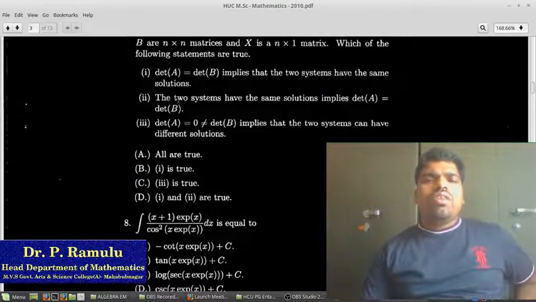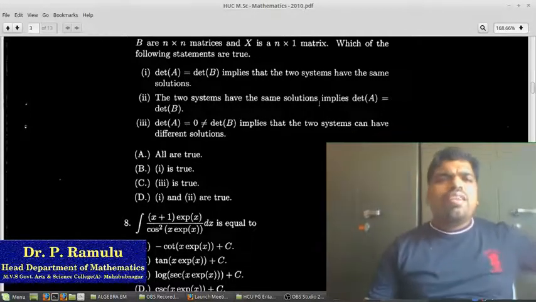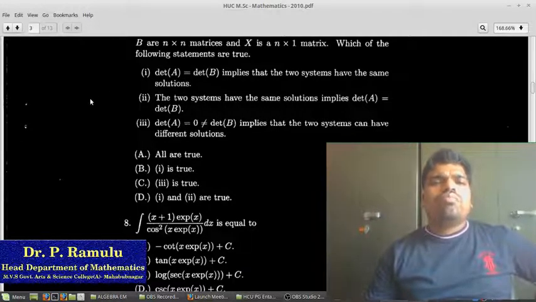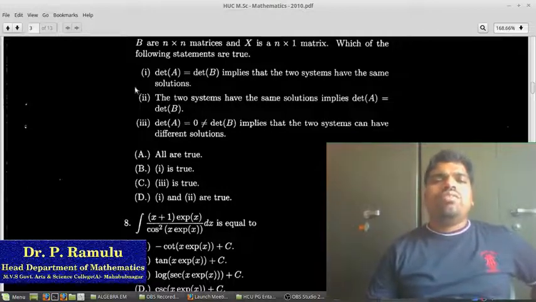Second one, if the systems have same solutions, that implies that det A equal to det B. Suppose I am taking A as the identity matrix 1 0 0 1, and B equal to 1 0 0 2. This A has only the zero solution, x1 equal to 0, x2 equal to 0, you can solve it. B equal to 1 0 0 2 also has only the zero solution. Here det A equal to 1, det B is equal to 2. You have same solutions, but det A not equal to det B. So it is also wrong.